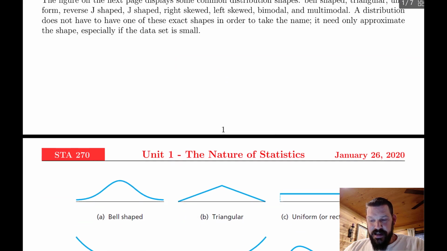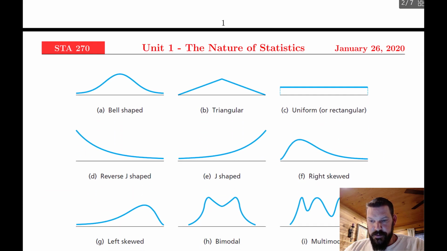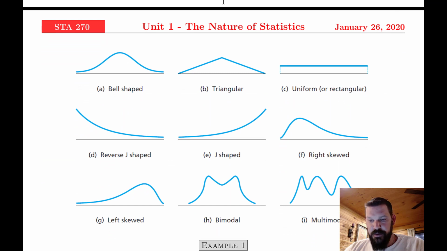There are several different types of curves that we will encounter. The predominant one that we're going to see most often is a bell-shaped curve, and those bell-shaped curves can be right skewed or left skewed. That's going to be the traditional curves that we're going to look at. We'll seldom see triangular. It's very rare to see a uniform or rectangular distribution. The reverse J shape and the J shape curves come up sometimes. Typically that's when you're looking at exponential growth or exponential decay.